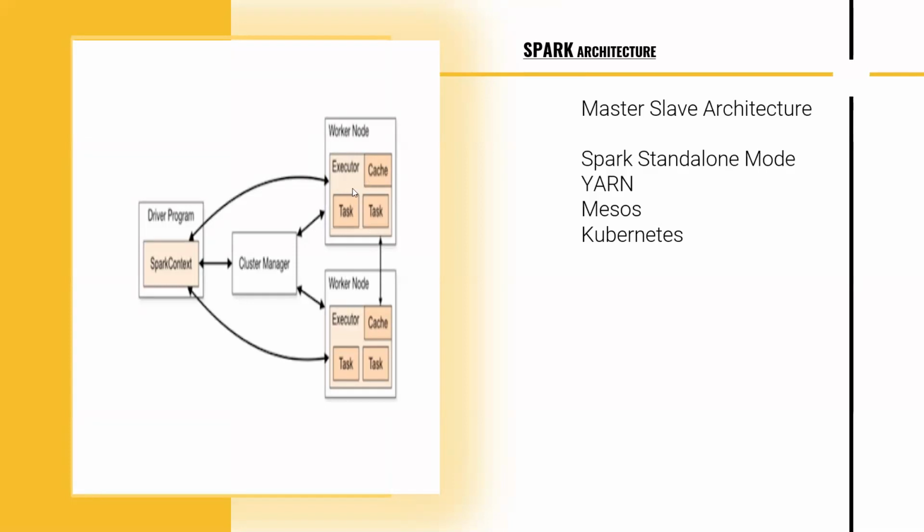Executor is again a set of resources which is required to execute a particular job. Cache is a subset of data. In very layman terms, if your file has 100 lines, then let's say 50 lines will be here and 50 lines will be here. So this cache is holding those partitions of that file.